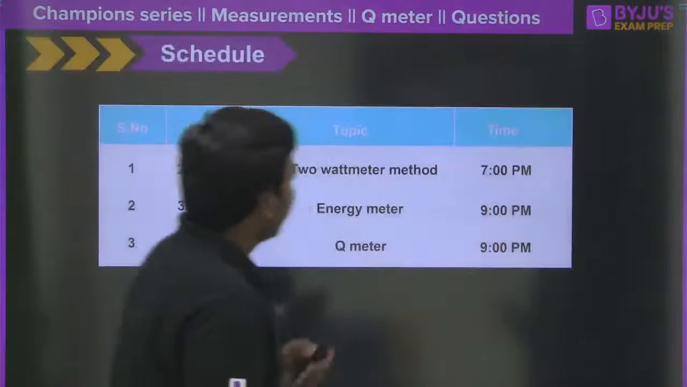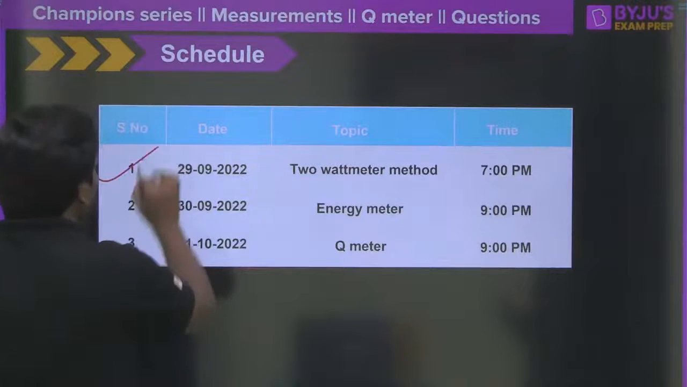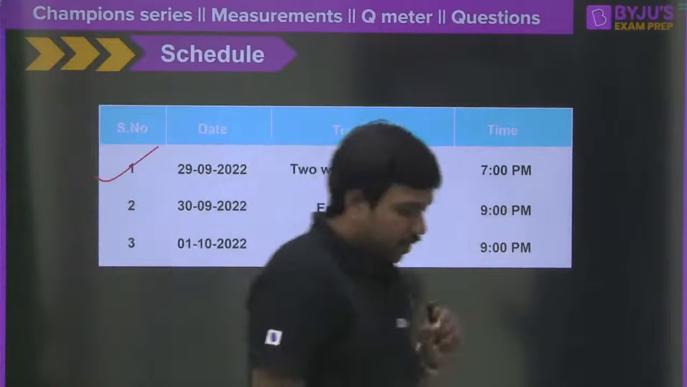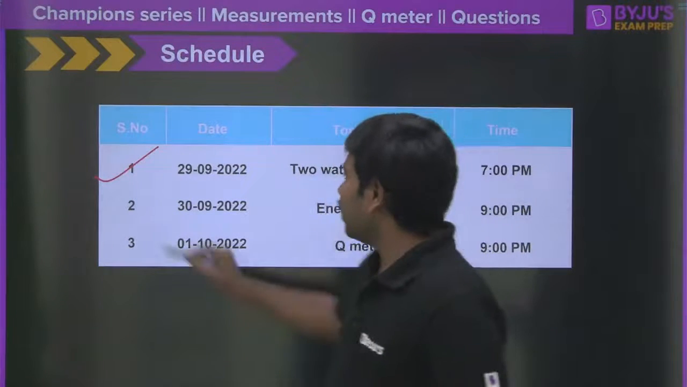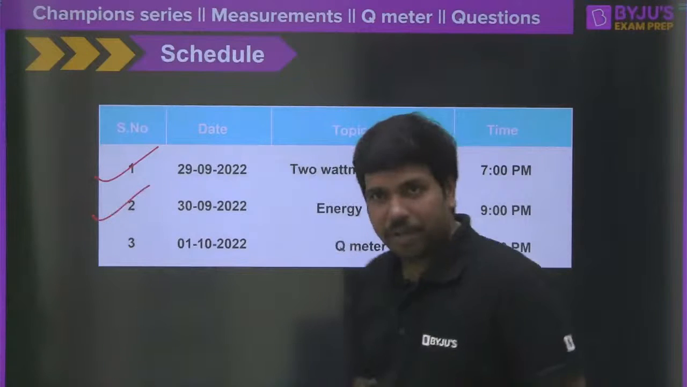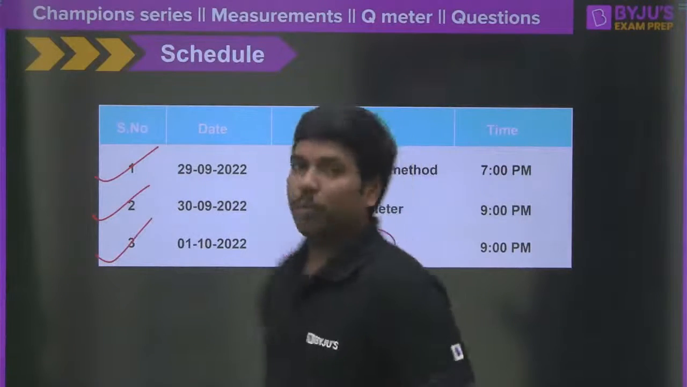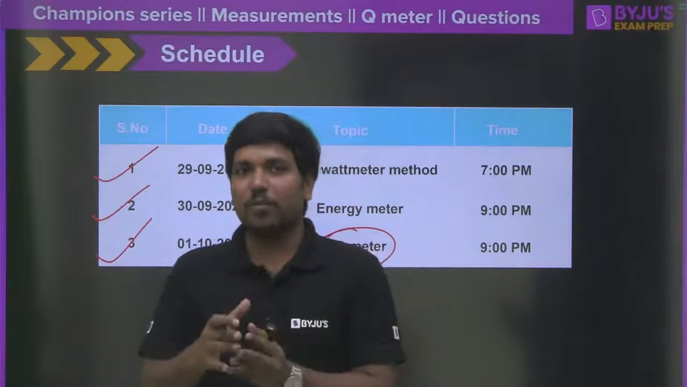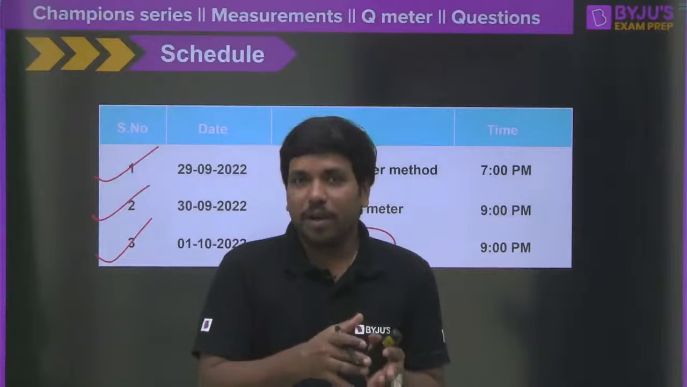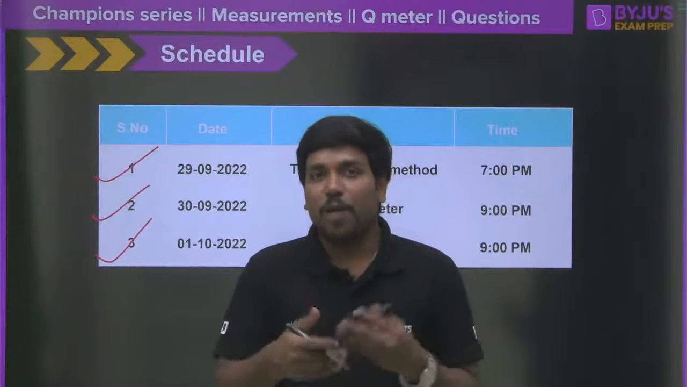Okay. So moving ahead, this is the schedule that we followed and are still following in the measurement subject. It starts with the two wattmeter method. That was the first class I took in the measurement subject as a part of the Champion series. After that, we discussed energy meter in the second lecture. And now we are here to discuss the third topic, that is nothing but the Q meter. So let's try to understand what the Q meter is, its working principle, applications of the Q meter and all other associated questions, one by one, problem by problem.